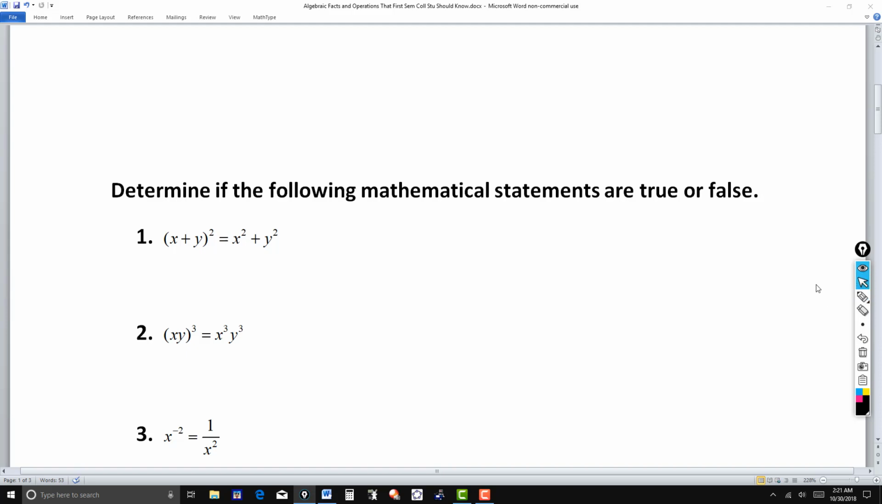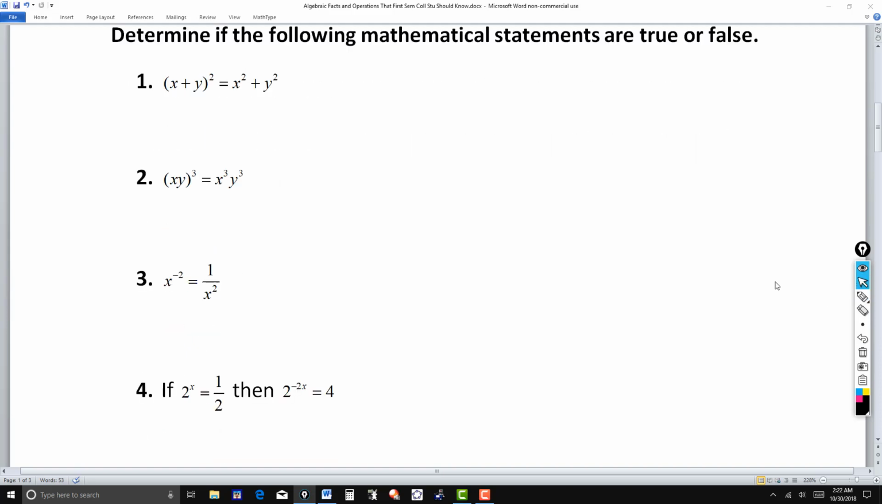Look at this one then. This is saying if 2 to the x is equal to 1/2, so we're saying if this statement is true, then this statement has to be true. True or false? Number 3 was true because that's just the definition of a negative exponent. So we're looking for ways to justify either the definition or a theorem or an established procedure from algebra.